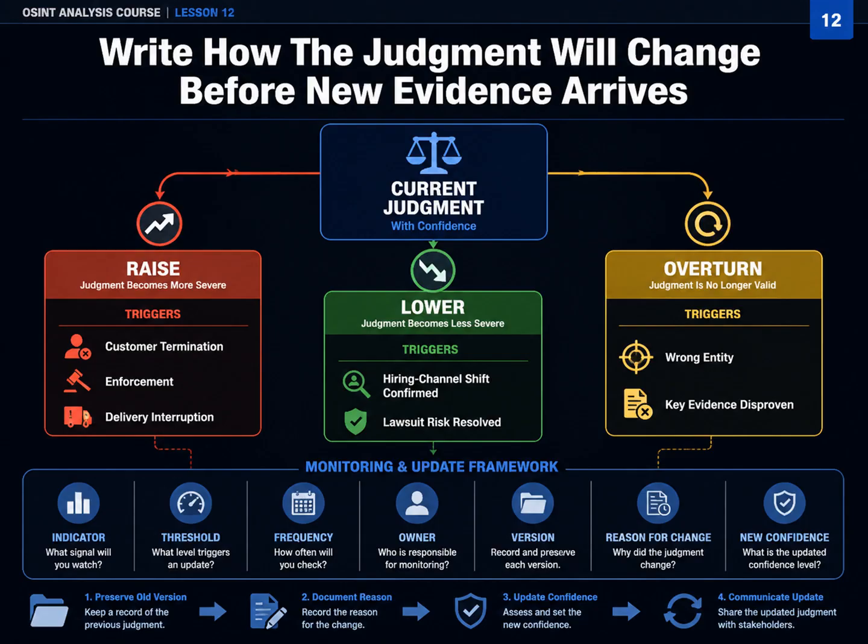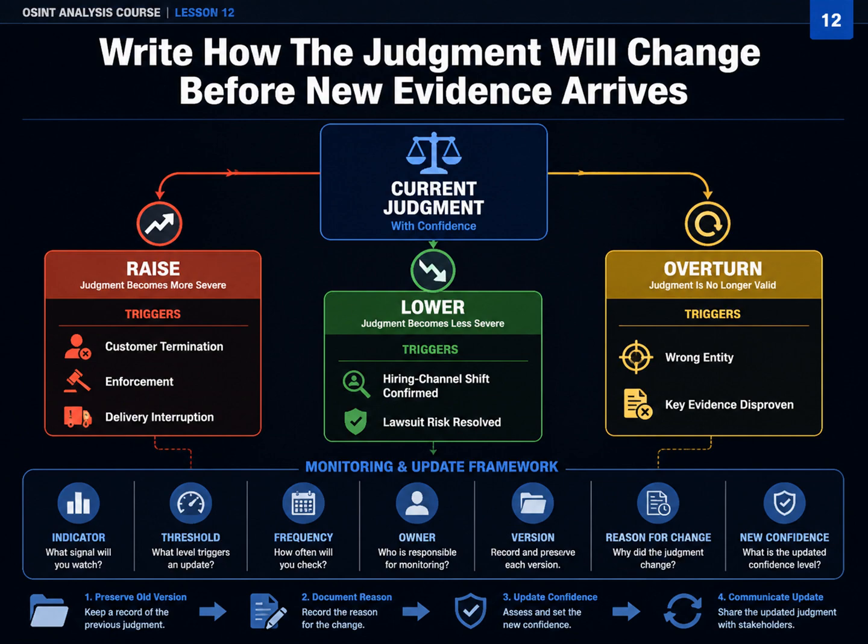Write how the judgment will change before the next evidence arrives. Customer termination, enforcement, or delivery interruption may raise the risk judgment. Confirmation of a recruiting channel shift or resolution of litigation may lower it. A wrong legal entity or disproven key record may overturn the judgment entirely. Triggers need to be observable.